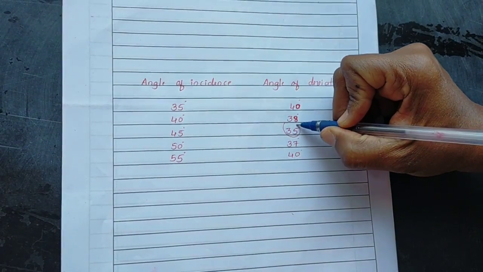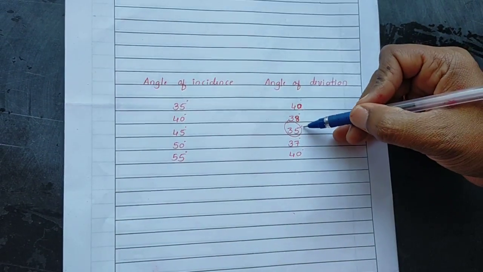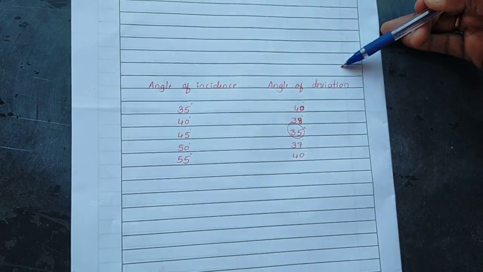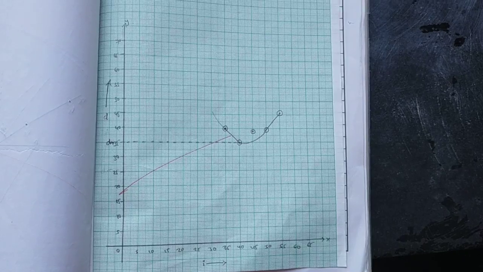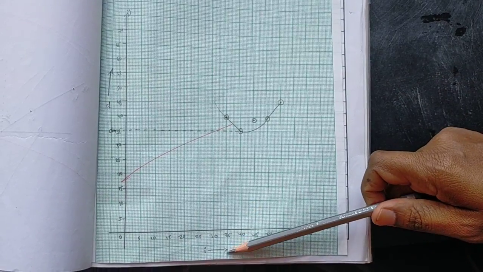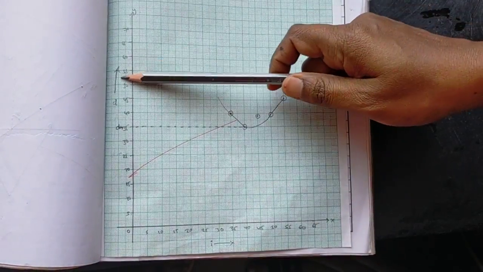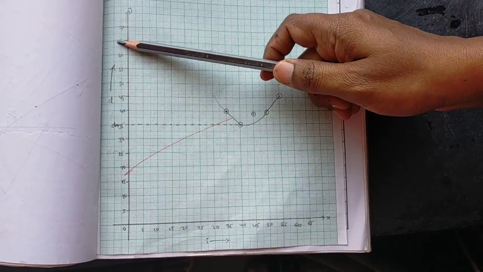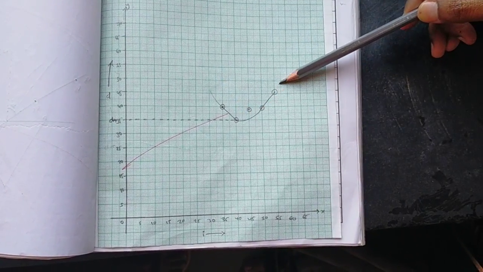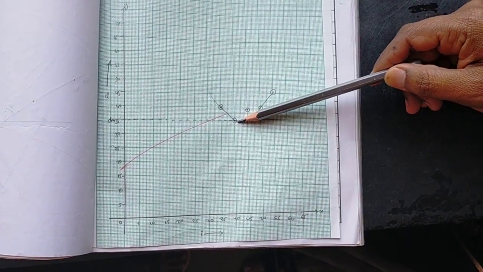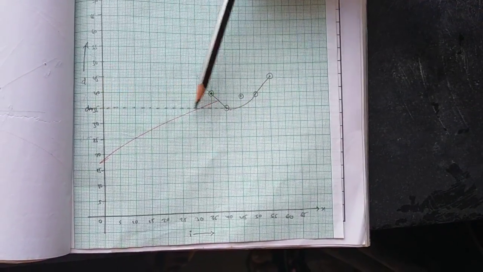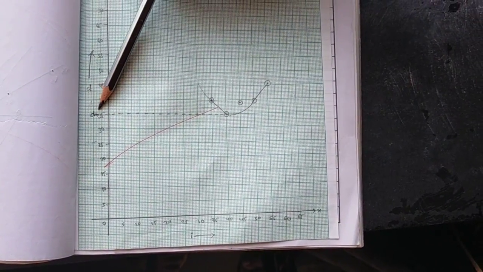The angle of deviation is 35 degrees. We can prove it by plotting a graph of angle of incidence versus angle of deviation. Now you can observe the graph. Along the x-axis we considered the angle of incidence. Along the y-axis we considered the angle of deviation. By plotting the graph you can observe that the angle of minimum deviation is 35 degrees.